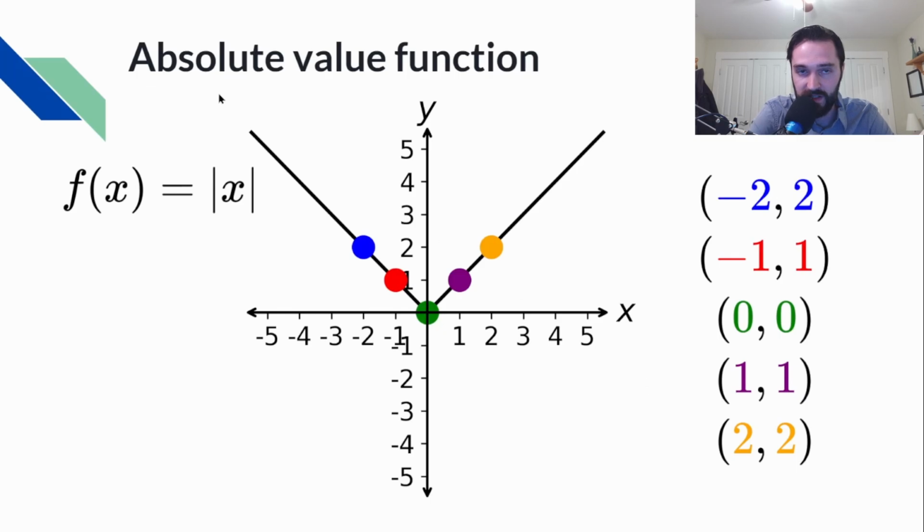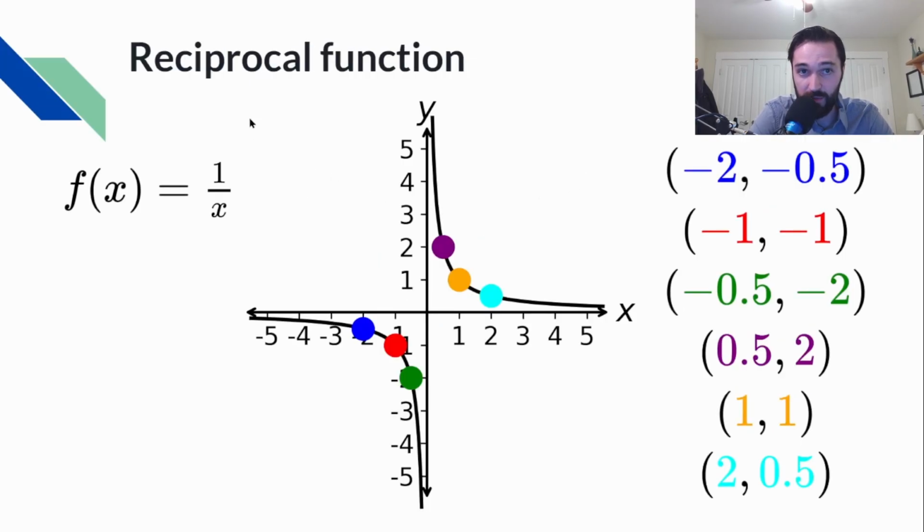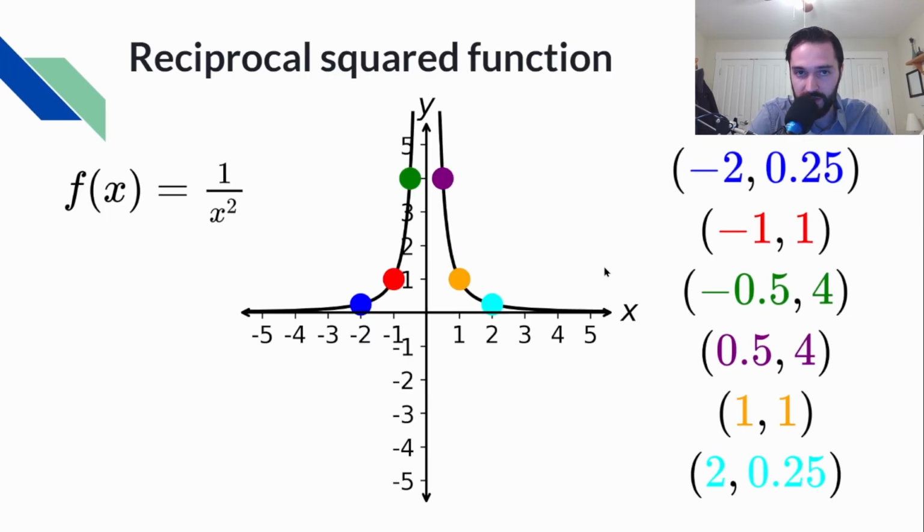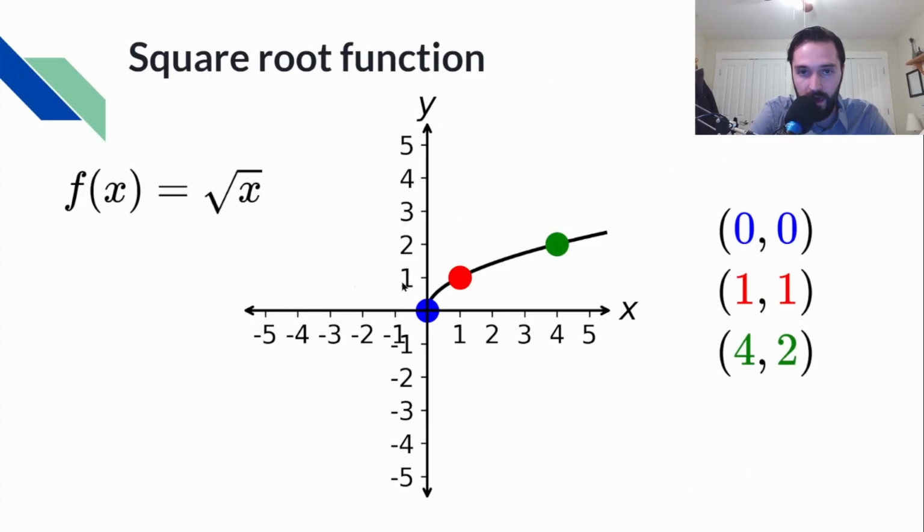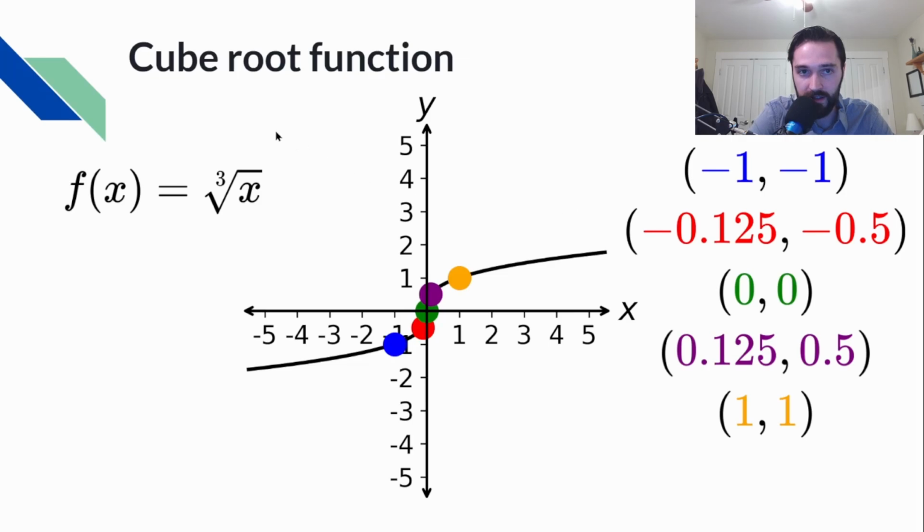This is what absolute value functions look like. It has this V shape. And there's the reciprocal function as well, which is defined by these two curves here. Also there's the reciprocal squared function, which looks like this. It's defined by these two curves. Then there's the square root function. You just take the square root of x and you get this swoosh thing. And finally, there's the cube root function, which looks like this. It's this curve here.